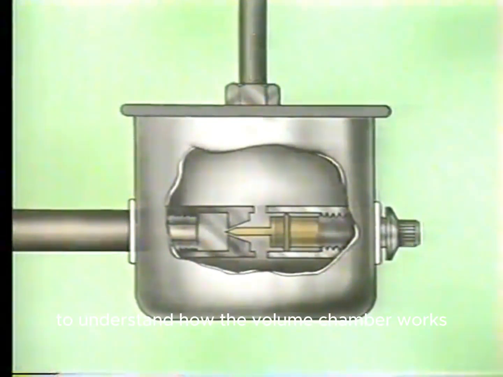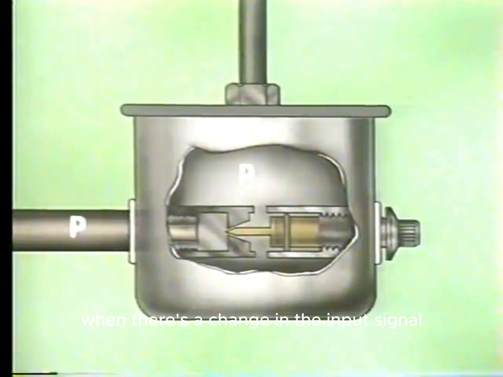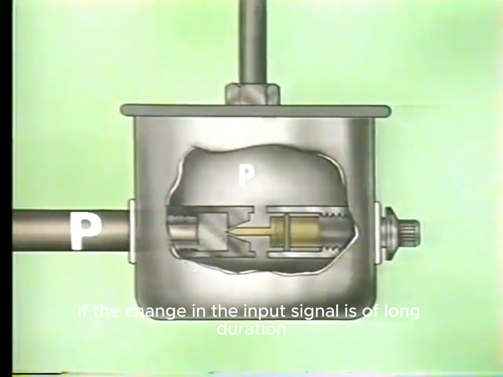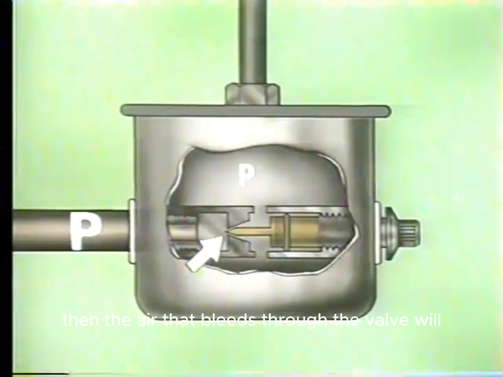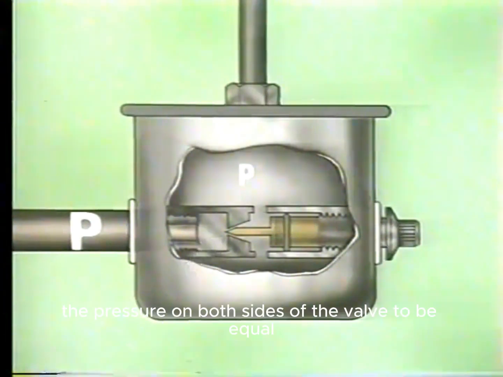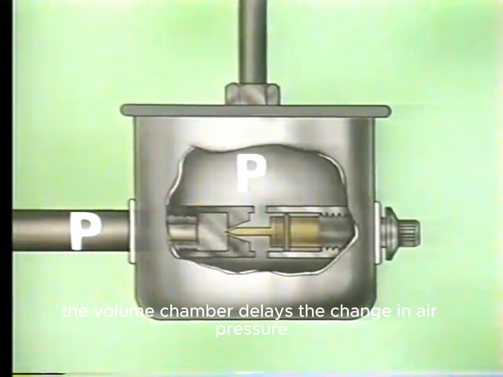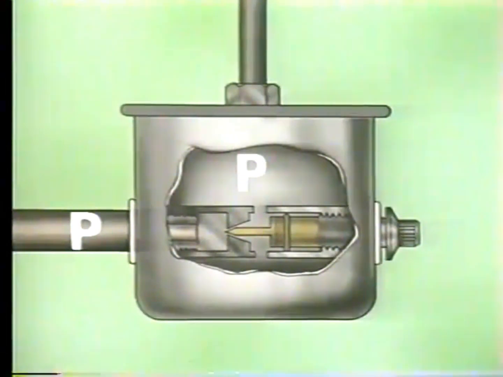To understand how the volume chamber works, we'll assume that the input air pressure and the pressure in the chamber are equal. Let's see what happens when there's a change in the input signal. If the input signal changes, there's a difference in pressure across the valve. If the change in the input signal is of long duration, then the air that bleeds through the valve will eventually cause the pressure on both sides of the valve to be equal. In this case, the volume chamber delays the change in air pressure.